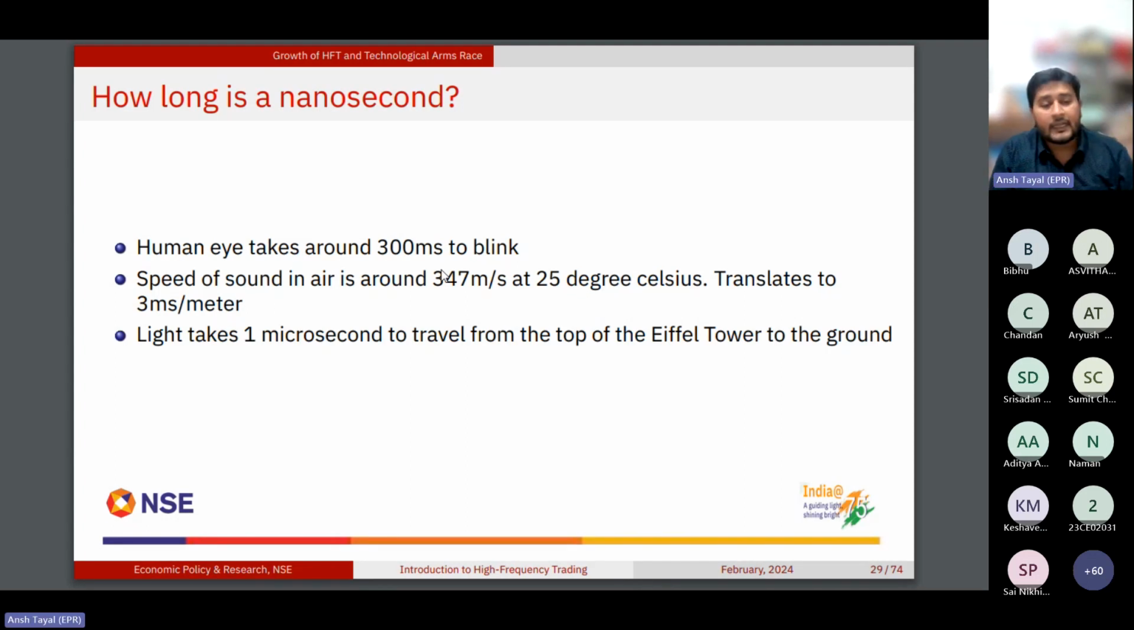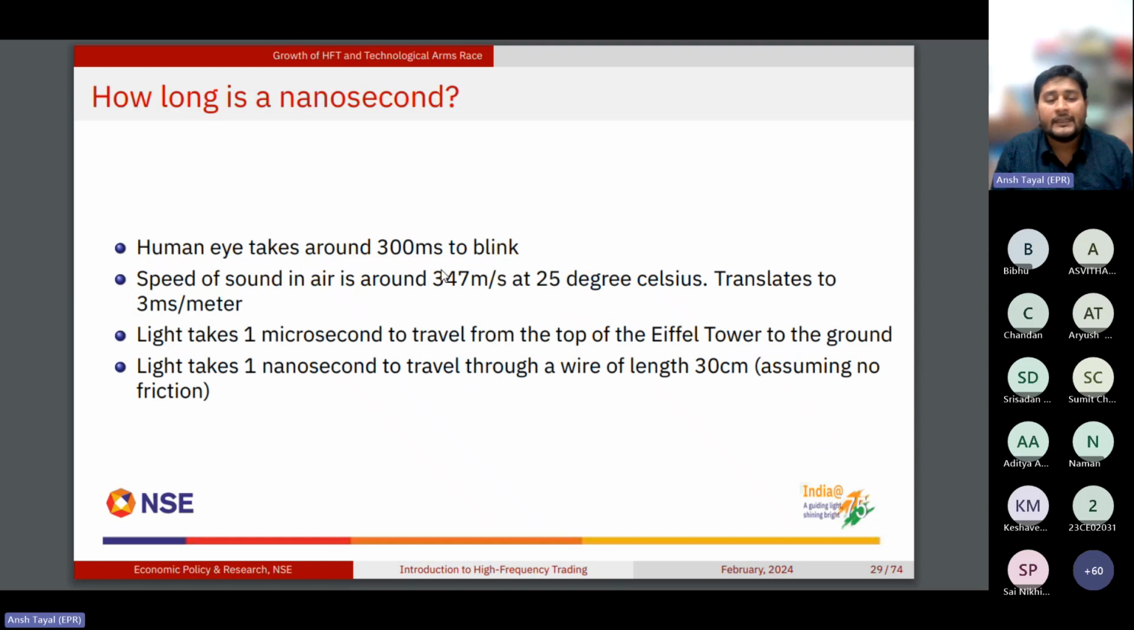Now, light takes 1 microsecond to travel from the top of the Eiffel Tower to the ground. Now imagine if you somehow are at the top of the Eiffel Tower and you look at the ground. By the time the light from the ground reaches your eye, you could have placed 20 orders today. So that's how quick this is. And then a nanosecond. Light takes 1 nanosecond to travel through a length of wire of 30 centimeters. So imagine this is a wire of 30 centimeters. The amount of time for light to travel from this place to this place, that's 1 nanosecond. So that is how quick we are talking about.